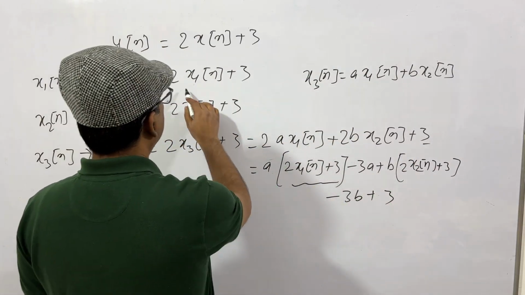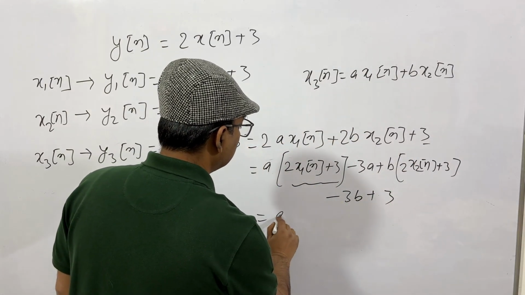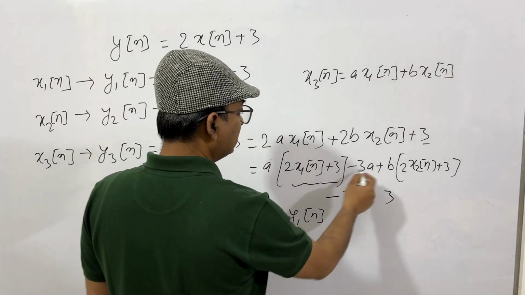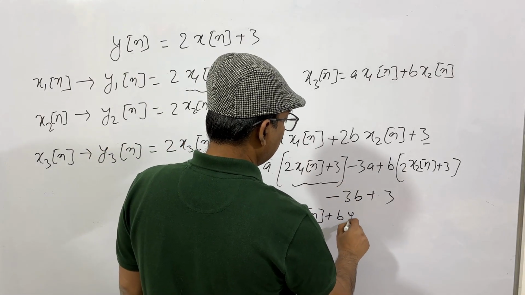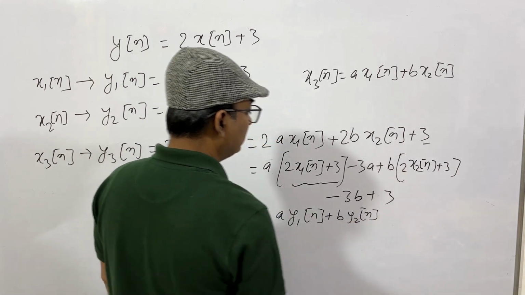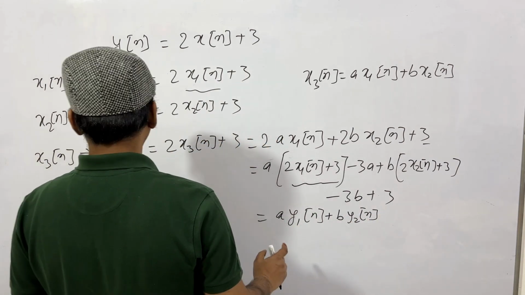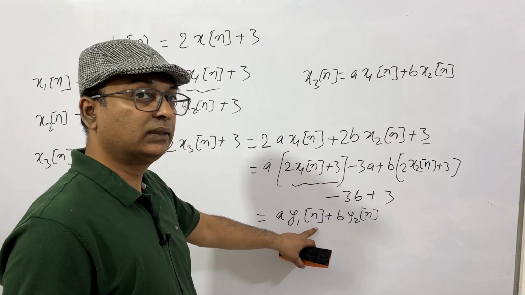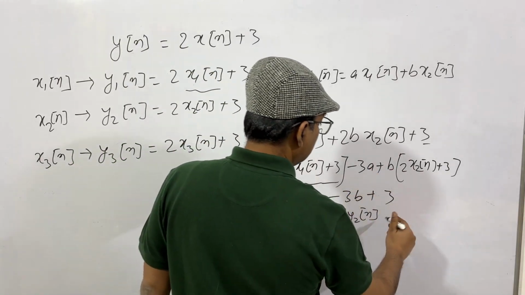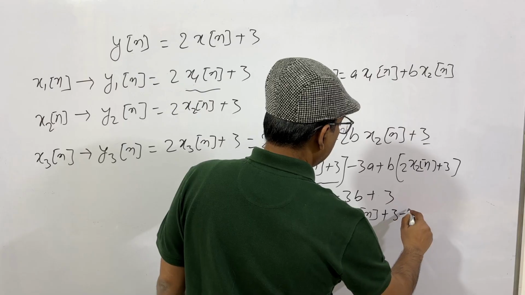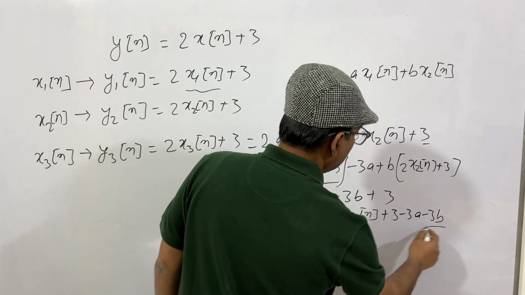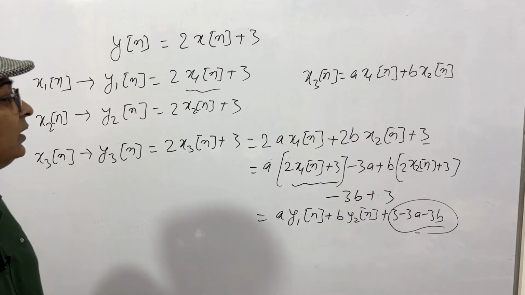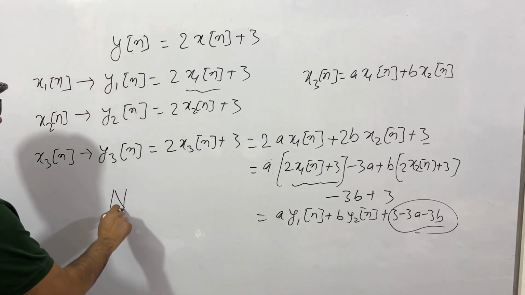This is what? This is your y1. So this is a y1(n). This is, we wanted this result. Similarly, this is b y2(n). And this is the desired result. For this input, the output should be this. Then we say system is linear. But we have this noise also, plus 3 minus 3a minus 3b. This is redundant. This is a redundant value. Therefore, the system is not linear.